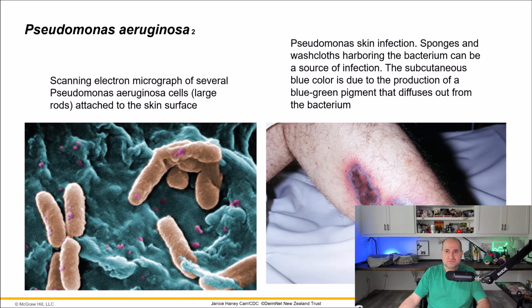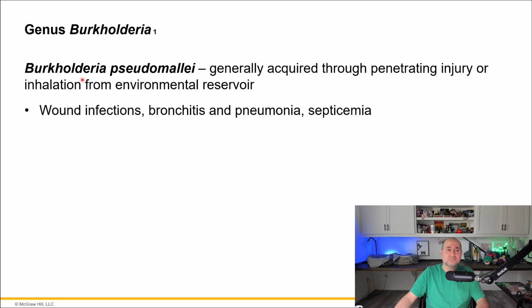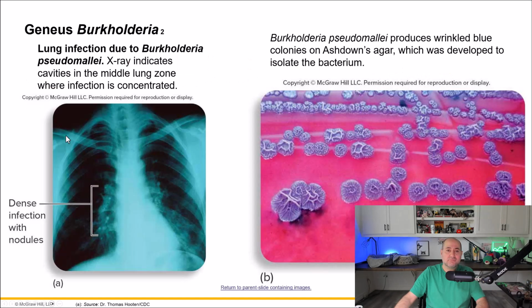That, of course, leads to skin infections. Pseudomonas, remember, also produces this really neat bluish green pigment when it grows. We also learned about Burkholderia pseudomallei, which is acquired through a penetrating injury or inhalation. Remember, it caused those nodules in the lung.